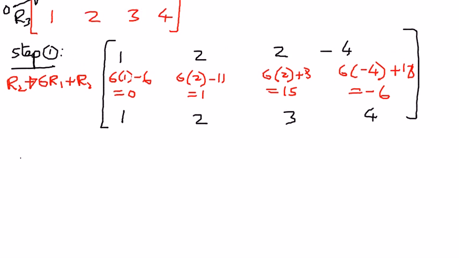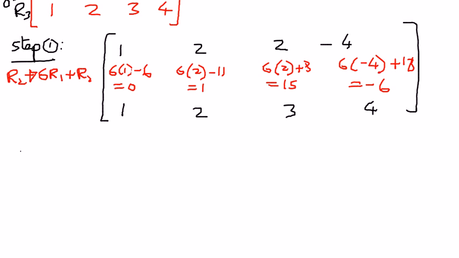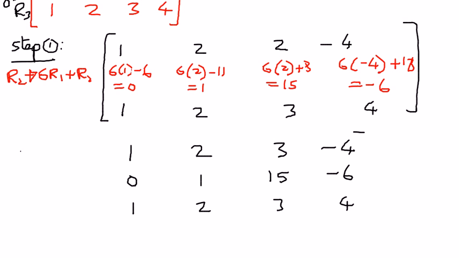So if we were to write the same thing a little bit cleaner, this is how it's going to look. 1, 2, 3, negative 4, that is the first row. The second row is 0, 1, 15, and negative 6, and the third row is 1, 2, 3, and 4. I have not done anything new in here, but I have just written down whatever operations we have done in a much cleaner manner, and this is how we can do these operations.